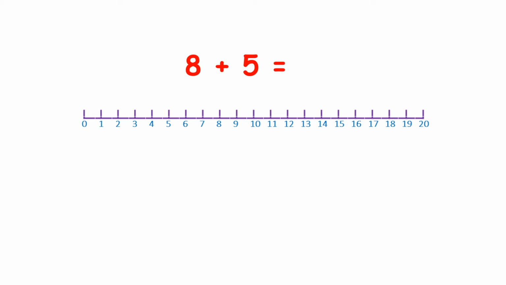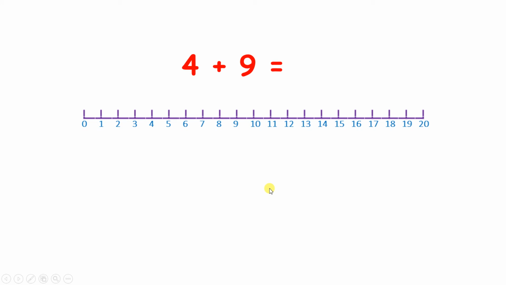Now we've got 8 plus 5, and you can see that I've got a longer number line because I think our answer is going to go above 10. So on our number line, which number shall we start on? Well, 8 is the larger number, so let's start on 8. And let's jump along. 1, 2, 3, 4, 5. We've landed on 13, so 8 add 5 is 13.